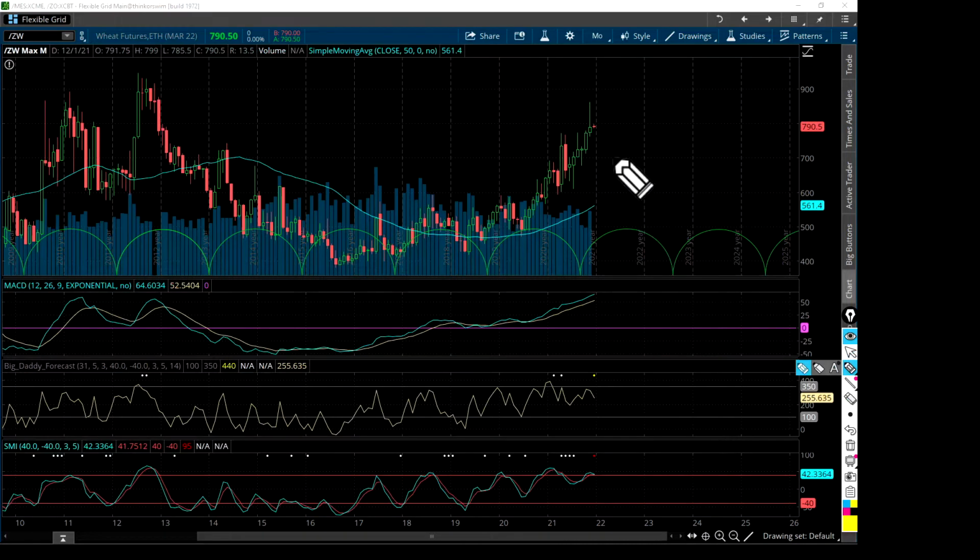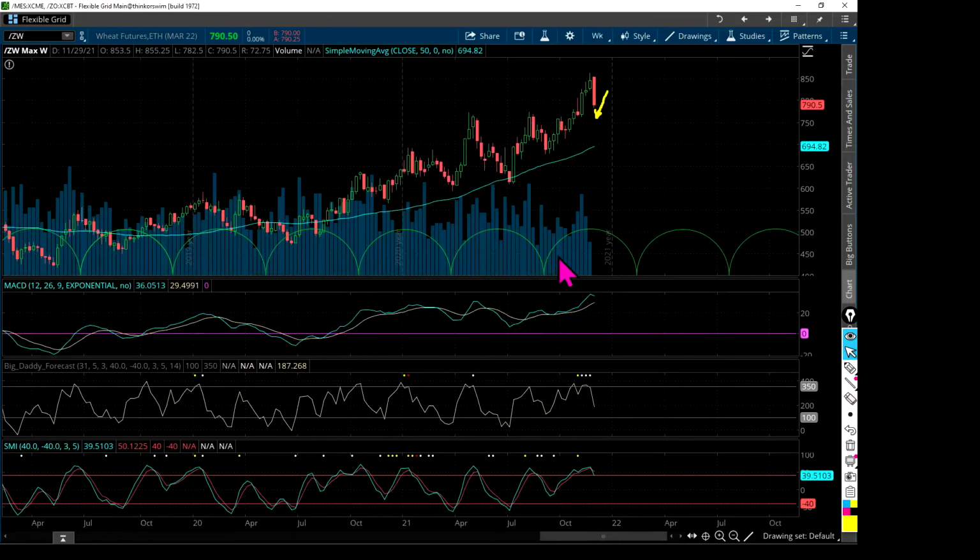Man. If December ends with a red candlestick, that's going to be something to keep an eye on. Got a long way to go on that. Weekly, looking a little vicious. Divergence warnings on the Big Daddy.